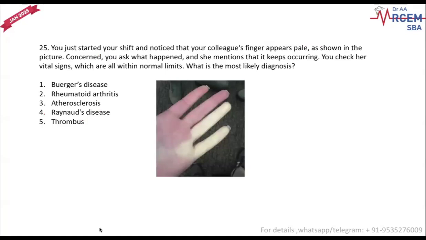You just started your shift and noticed that a colleague's finger appears pale. As shown in the picture, in the examination there was only one finger with this appearance, completely pale, only one finger. Concerned, you ask what happened. She mentioned that it keeps recurring, it keeps coming and going. You check her vital parameters, which are completely within normal limits. What is the likely diagnosis? This is a classical presentation of Raynaud's disease.